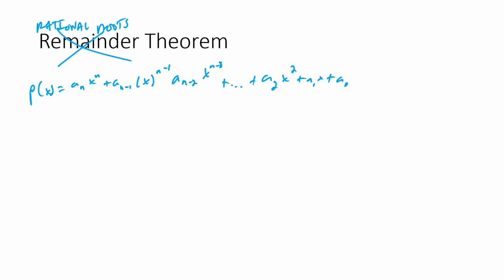So if you have this polynomial, then every rational root, so this is important, right? Because if you have x squared minus 5, x squared minus 5 has no rational roots, right?